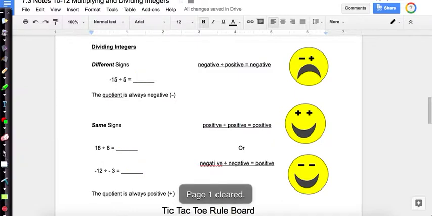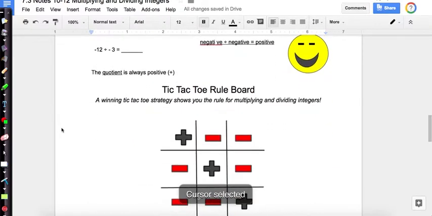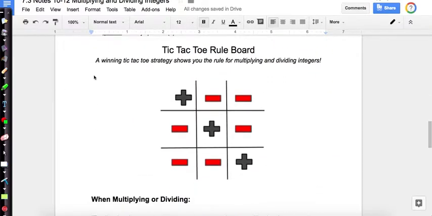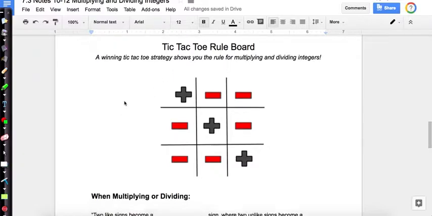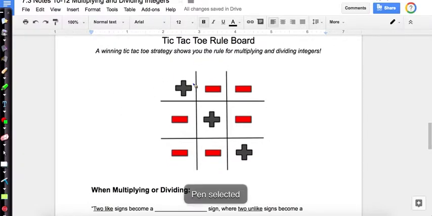So we also have the tic-tac-toe board. It says a winning tic-tac-toe strategy shows you the rule for multiplying and dividing integers. Let me explain how this works. Look at this. A positive times a negative is a negative. A positive times a negative is a negative. A negative times a positive is a negative. A negative times a negative is a positive. A positive times a positive is a positive.